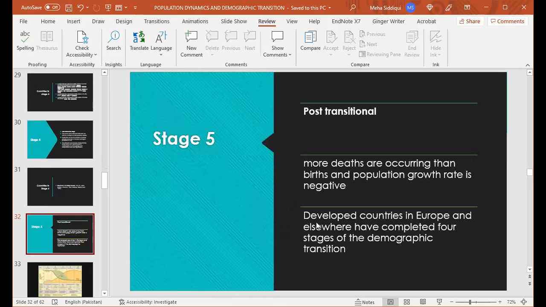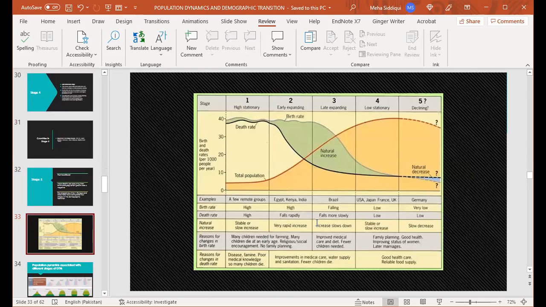Now, stage 5, it is also called post-transitional, and in this stage, more deaths are occurring than births, and the population growth rate is negative. Developed countries in Europe and elsewhere have completed 4 stages of the demographic transition. Now, this is the graph that is showing all the 5 stages of demographic transition.